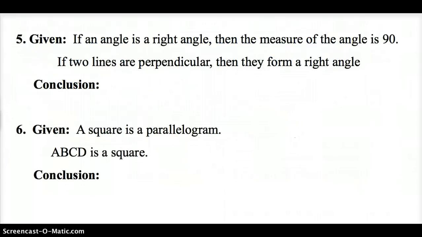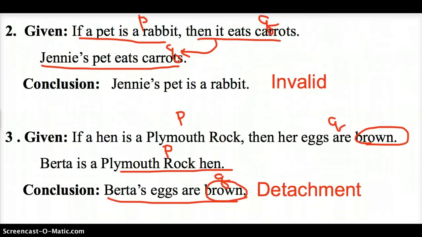Let's look at number 5. You are given, if an angle is a right angle, then the measure of the angle is 90 degrees. Okay, so I'm thinking this is the P, this is the Q. I still have my if-then statements. Now, I have another if-then statement. If two lines are perpendicular, then they form a right angle. So I have two if-then statements back here at the beginning.